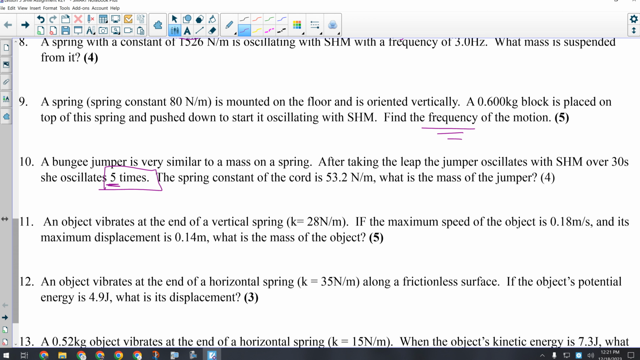If something oscillates 5 times, did I measure that or count that? I counted it. Do counted numbers count for significant digits? They do not. Anywhere where a number of oscillations is counted, keep in mind that that counted number does not affect your significant figures.